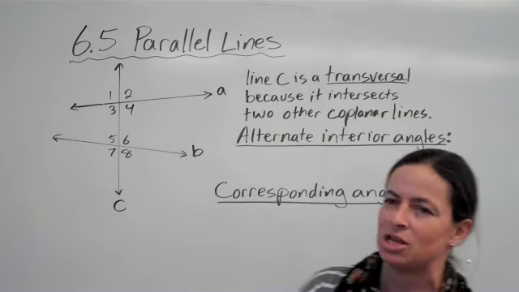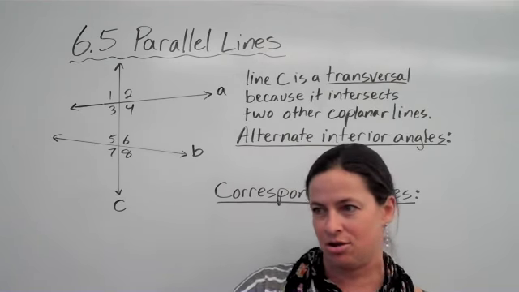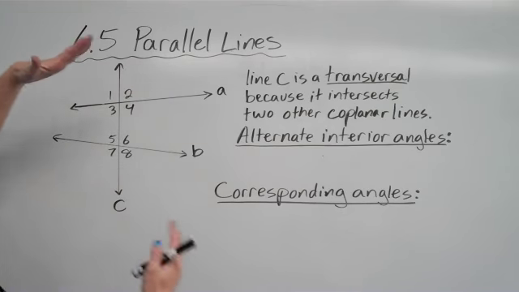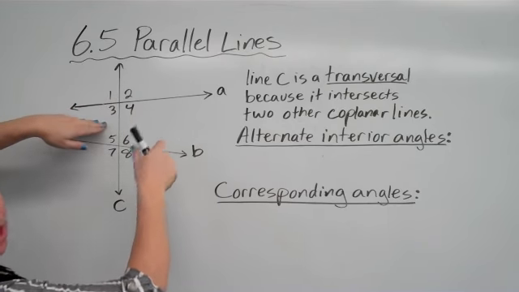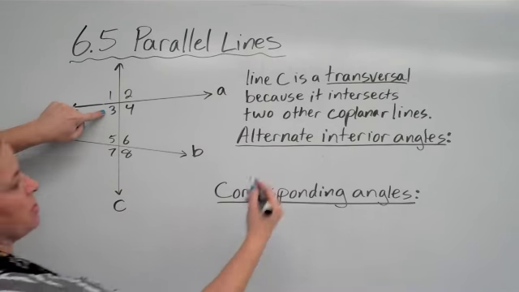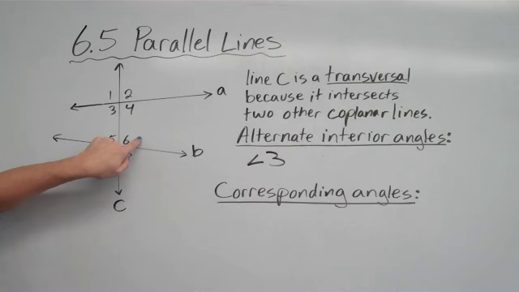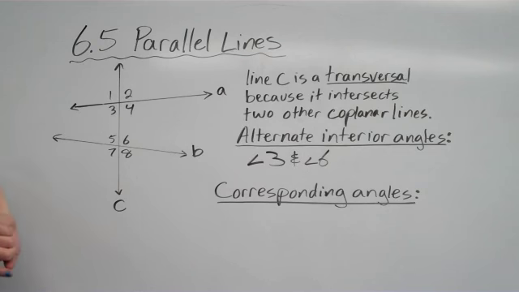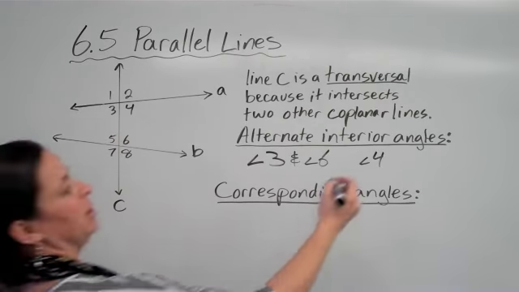Let's talk about alternate interior angles. Think about the words you hear. Alternate, either, other. Interior. So you have these two lines and you have this transversal. So the alternate interior angles are the ones that are between these two lines, but they're on alternate sides of the transversal. So angle 3 would be the alternate interior with angle 6. And angle 4 is the alternate interior with angle 5.